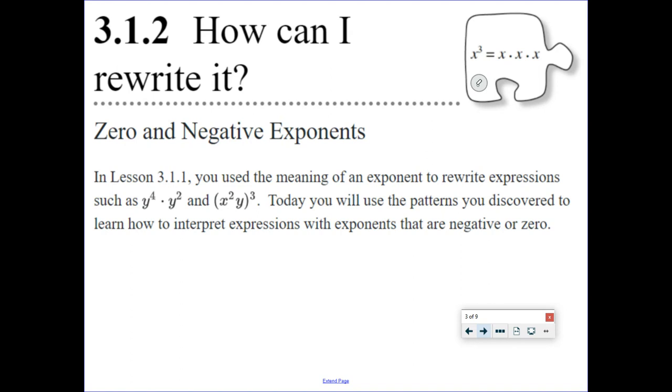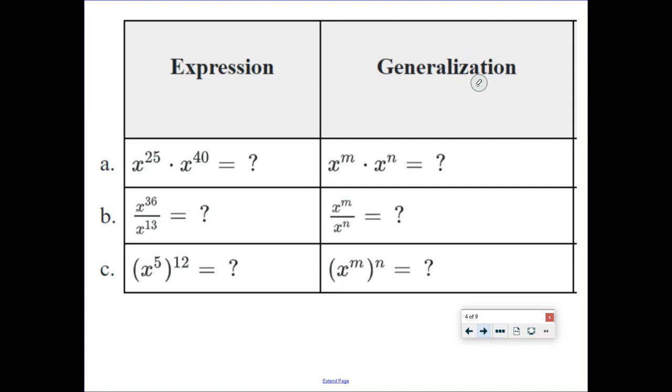And if you do not understand what we're doing, you need to talk to me now so that I can help you out, okay? In lesson 311, you used the meaning of an exponent to rewrite expressions such as y to the fourth times y to the second and the quantity of x squared y to the third power. Today you will use the patterns you discovered to learn how to interpret expressions with exponents that are zero or negative. And so what I want to do first is make sure that we address or review the skills that we talked about.